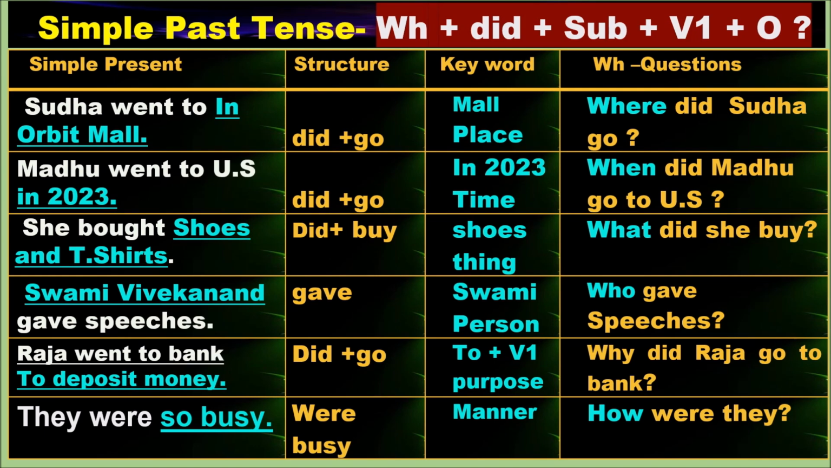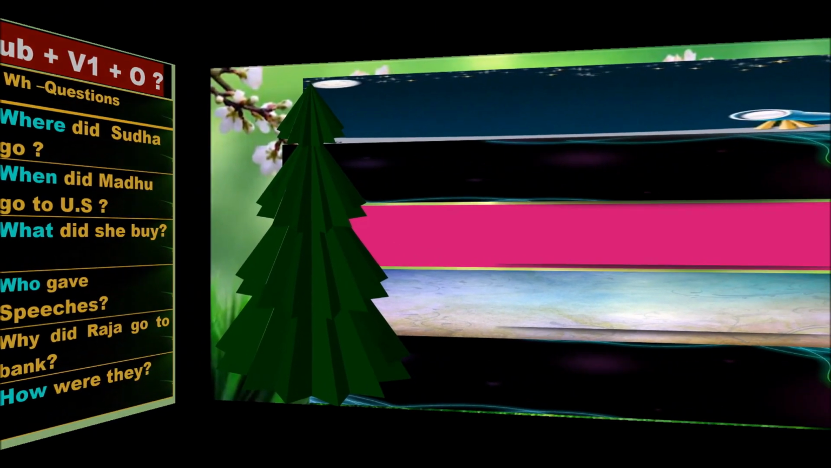And then Madhu went to US in 2023. Here the time reference is in 23, so the question should begin with when, and it's obviously past tense. So when did Madhu go to US? She bought shoes and t-shirts. Bought is did plus buy, and shoes is a thing, so you can ask what did she buy? Swami Vivekananda gave speeches. Here the keyword is a person, so the question begins with who. And the next one is Raja went to bank to deposit money. Then it's a purpose, so you can ask why.